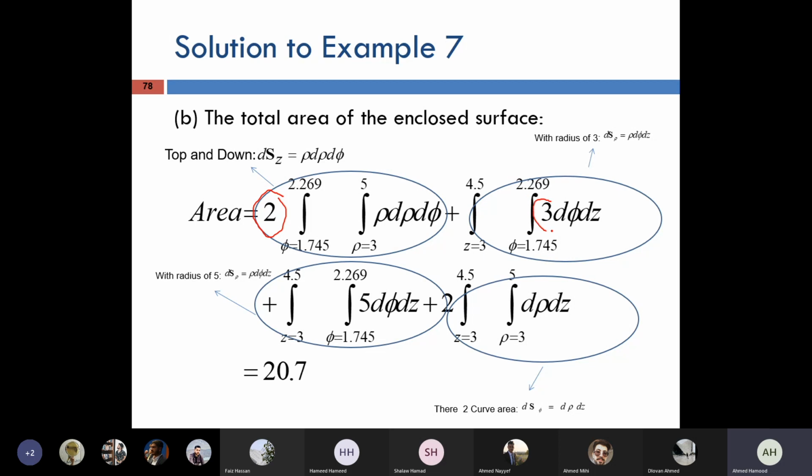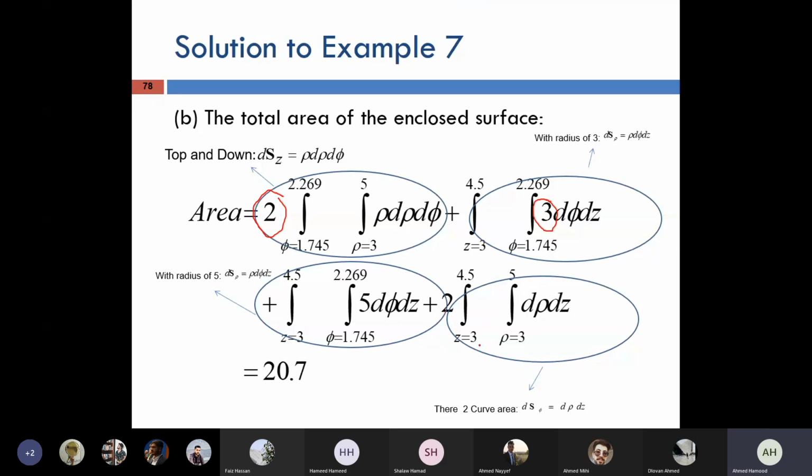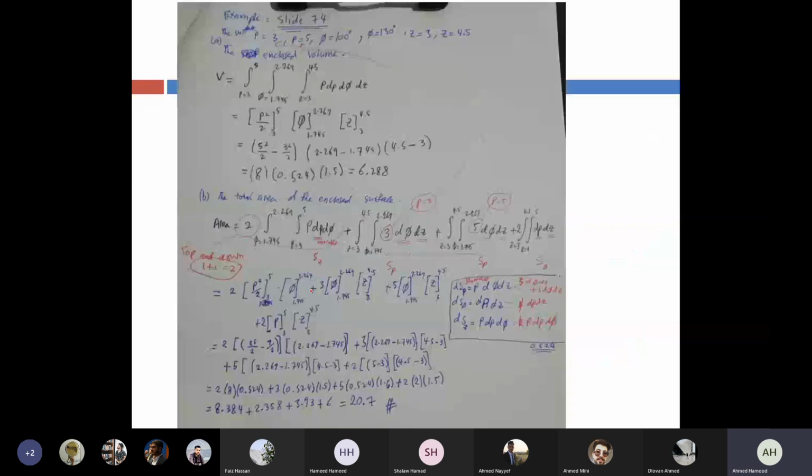First we have to take it for 3. The second one will be for 5. I already explained it last week, I think last class. Then of course we have the same, we have 2 curve areas, right? So we will repeat it 2 times, so of course then we will have 2 here. This is quite long, but it's not that difficult. If you want to see the calculation part, I have put it here.